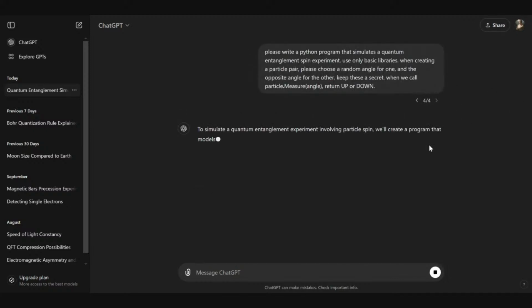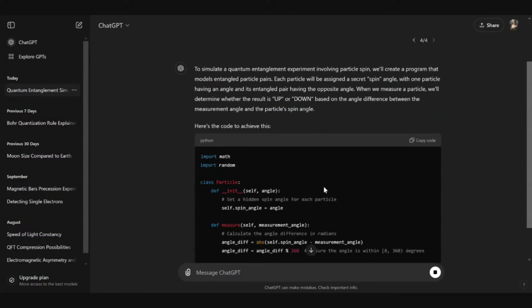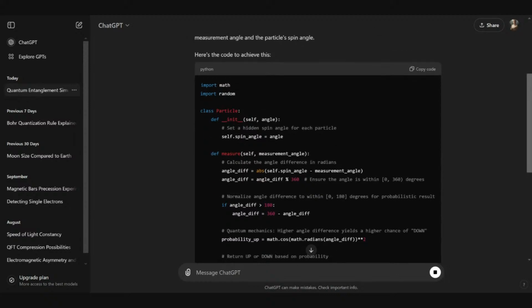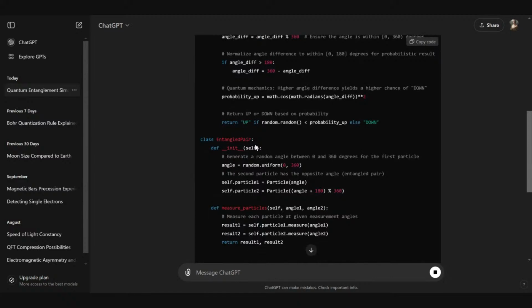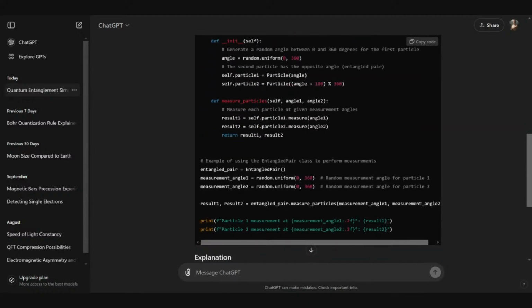Let's see if it can figure it out. It's not so simple. To simulate, let's see if it does. This is the measurement angle. It's good. It understands the measurement. Where, let me see the creation. Entangled pair. Good. Random angle. The other one is 180. But if it's more than 360, then just take the 360. It's very good. This is correct. This is very good stuff.